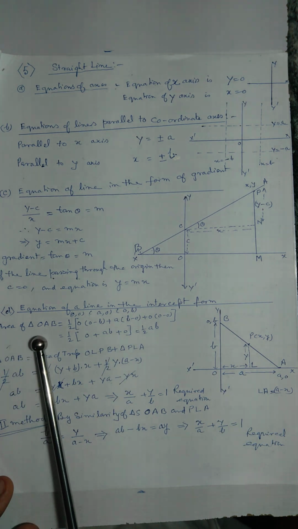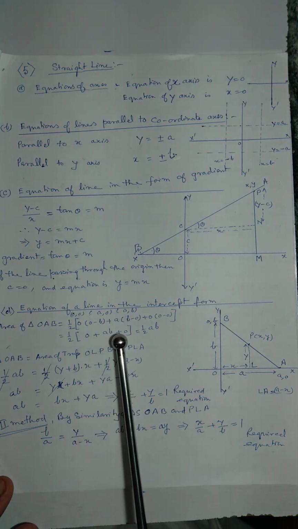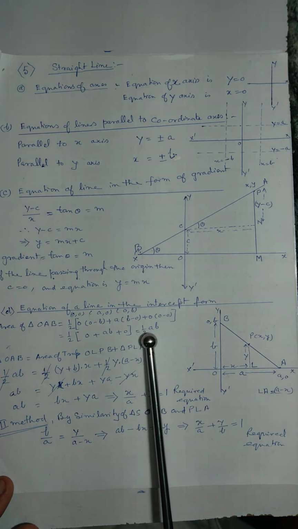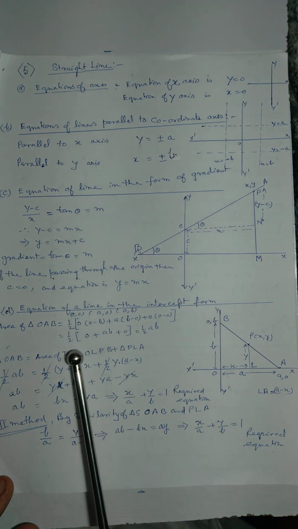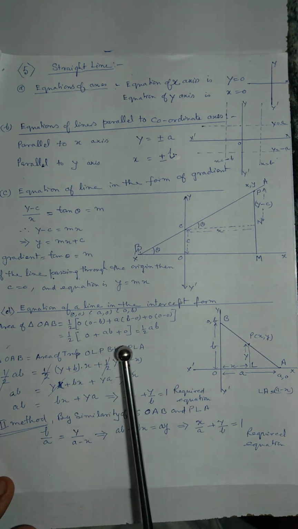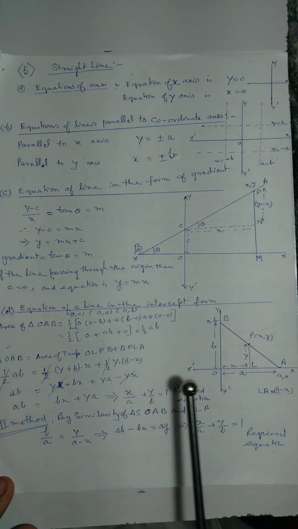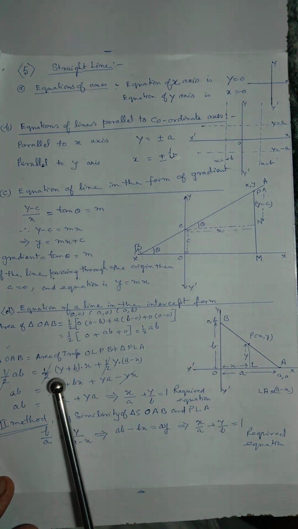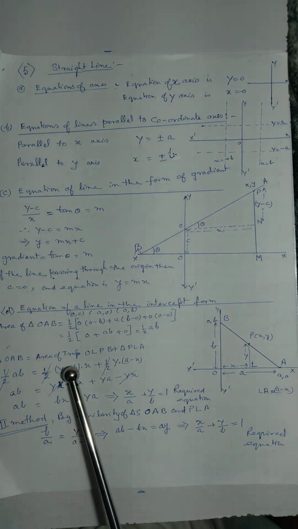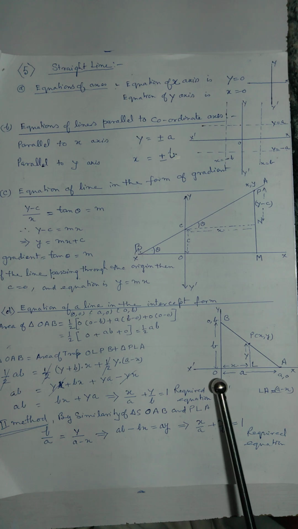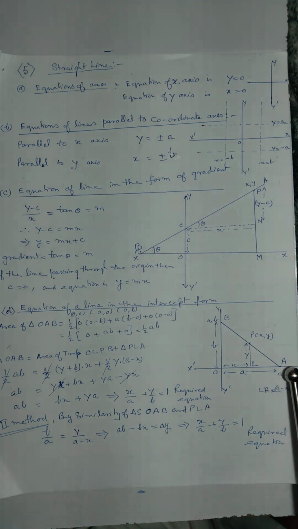Now you see here the area of the triangle is 1 by 2 into [0(0 minus b) plus a(b minus 0) plus 0(0 minus 0)], bracket closed. So 1 by 2 ab, and it will be equal to half of ab. Now area of the triangle OAB will be the area of the trapezium, you can take the trapezium also, OLPB, plus area of the triangle PLA.